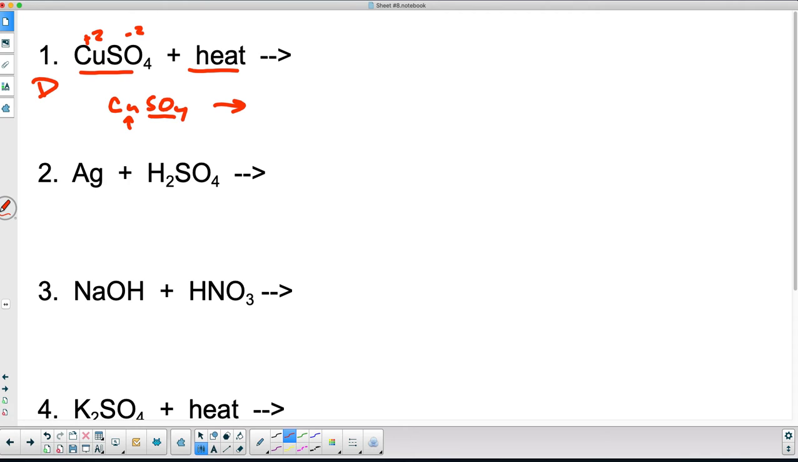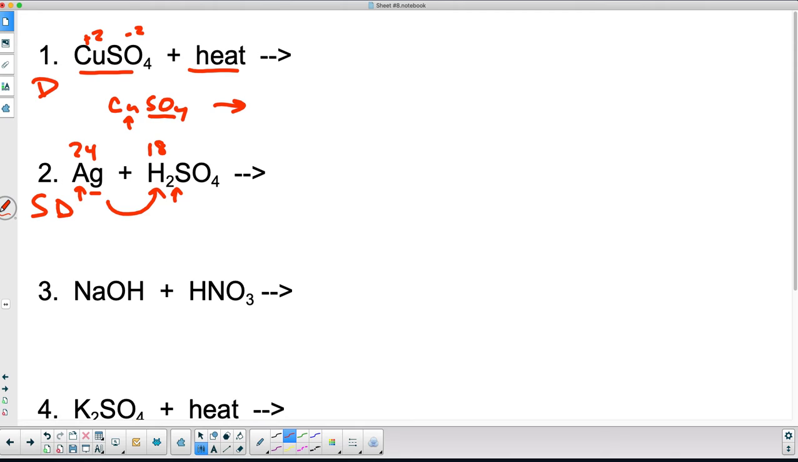Okay, how about number 2? What does number 2 look like then? So number 2 looks like one capital letter and more than one capital letter. So that makes this a single displacement reaction. So then you have to go check to see if silver is a metal, which of course it is, then it's going to kick out the hydrogen, the positive part. Okay, and then you go ahead and check the numbers, and the numbers look something like this, and then you can determine whether that's going to happen or not.